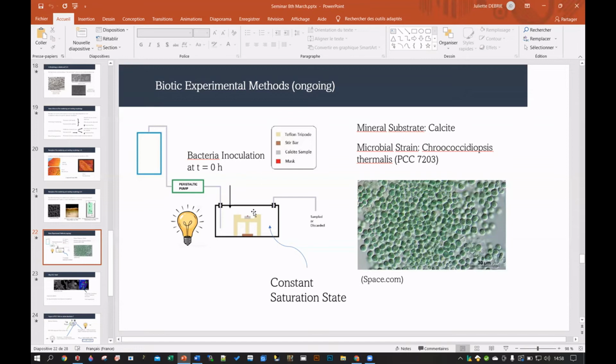I have one question which is related to that. To get your cells growing, do you have some phosphate, or what is the medium you have in your system? You say that, but I didn't see the culture medium.